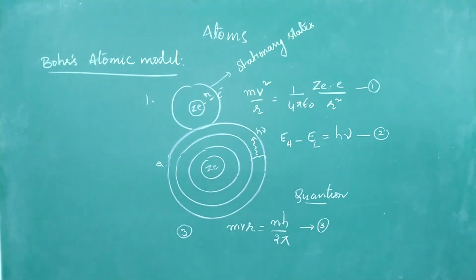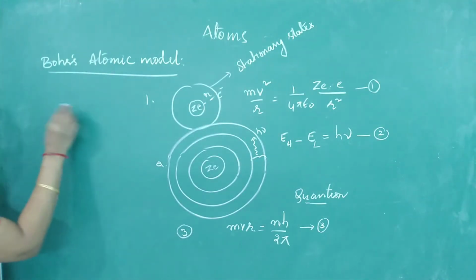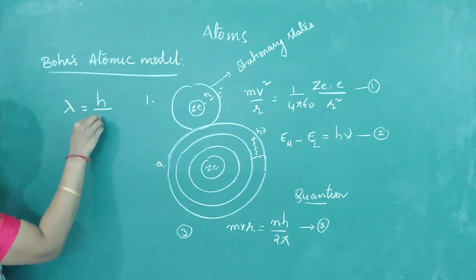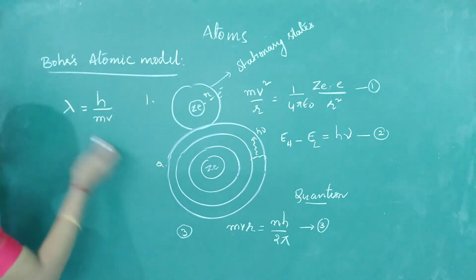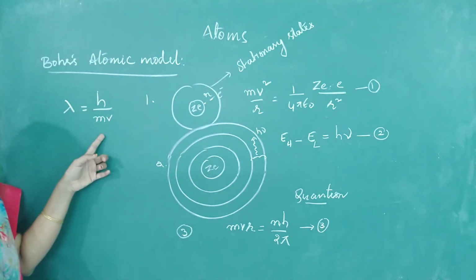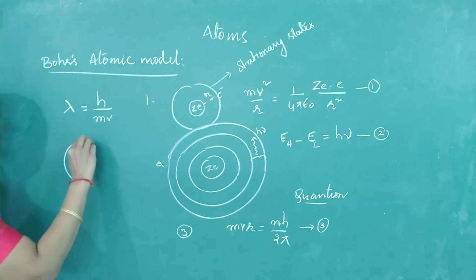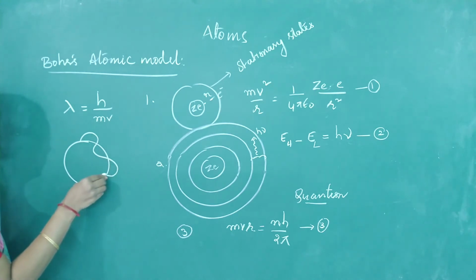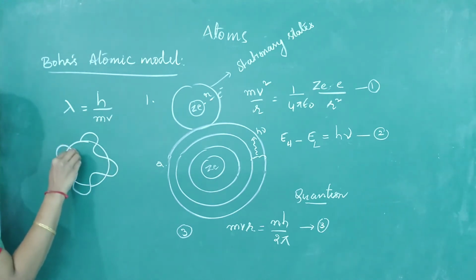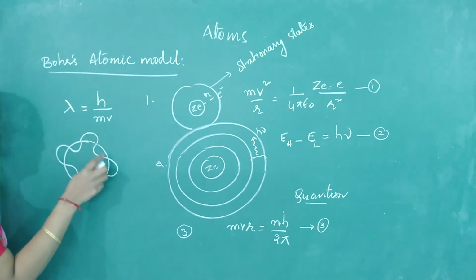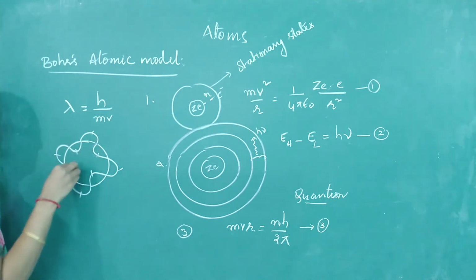So let's look into that. According to de Broglie's wave concept, we know that the wavelength associated with any moving particle is h divided by mv. I am just telling you how de Broglie could explain Bohr's quantization condition. So this is the de Broglie wavelength. He predicts that if an electron is revolving in an orbit, it should form a wave such that the number of crests is equal to the number of troughs. That means it should form a closed loop like this. See, I have taken 4 crests and 4 troughs.